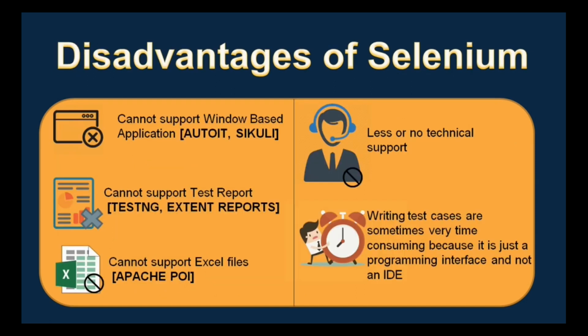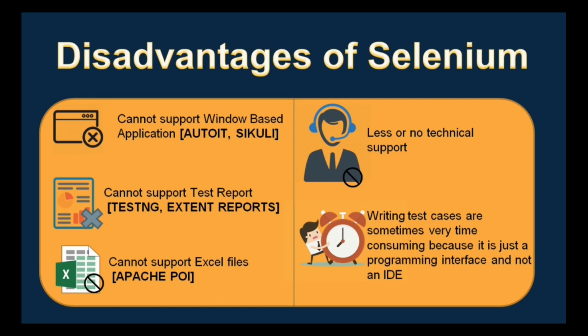Here you see the disadvantages of Selenium. The first disadvantage is that it cannot support window-based applications. It can only support web-based applications. But to overcome this disadvantage, we can use a third-party tool, that is AutoIT or the SQL tool. The second is that it cannot support test reports, but if we integrate TestNG or Extent Reports, through that we can generate test reports. Third, it cannot support Excel files.